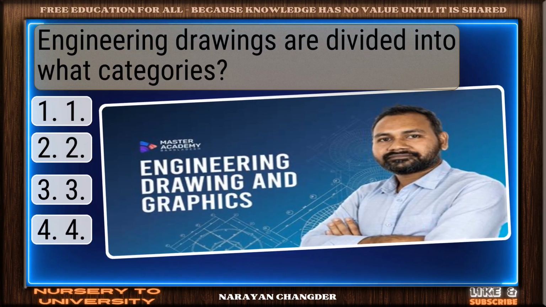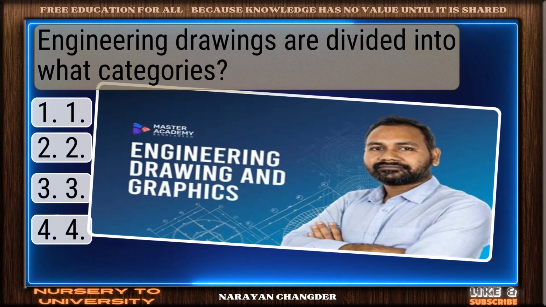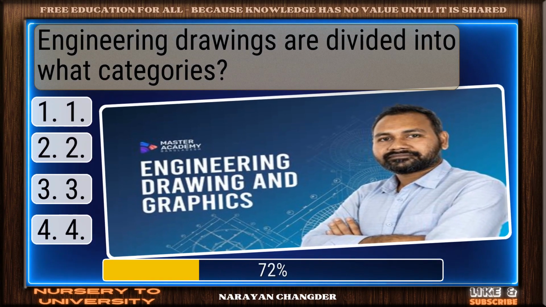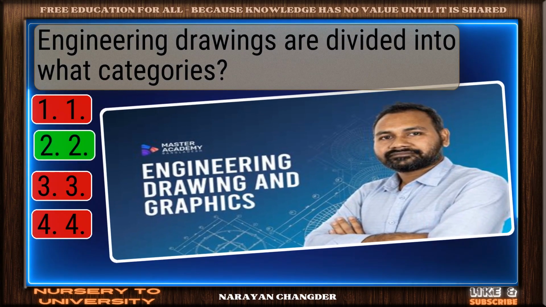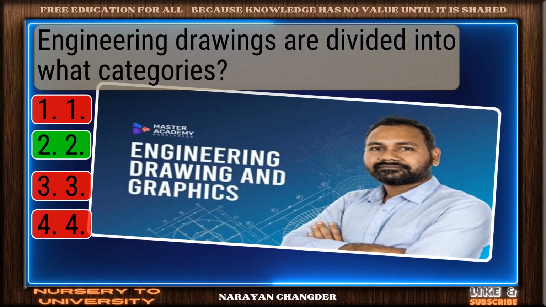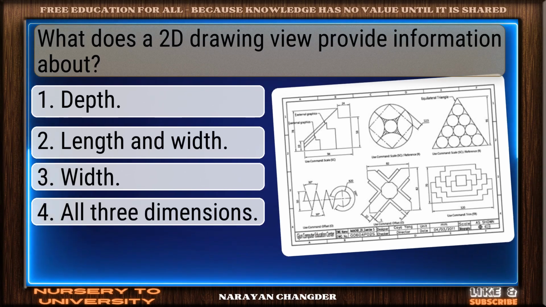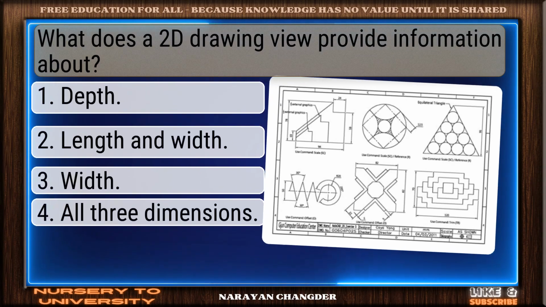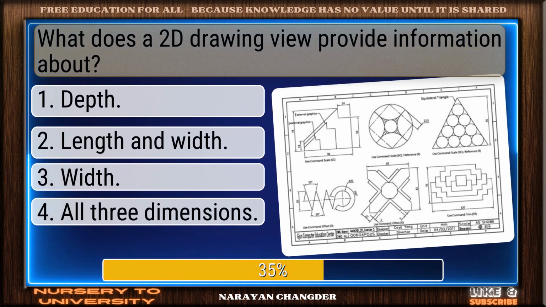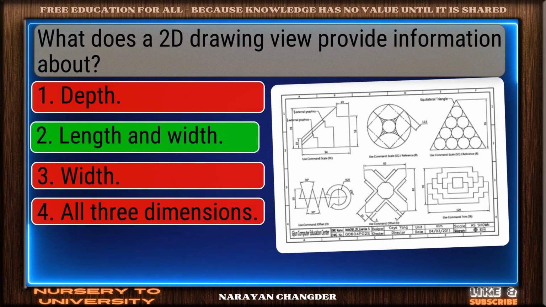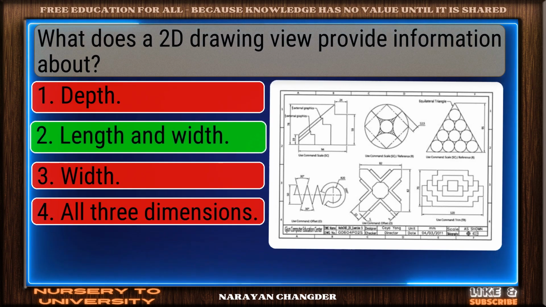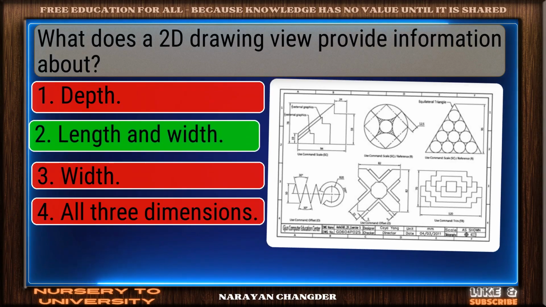Engineering drawings are divided into what categories? Smart move. 2 is an accurate answer. What does a 2D drawing view provide information about? You got it. Your choice, length and width, is right.